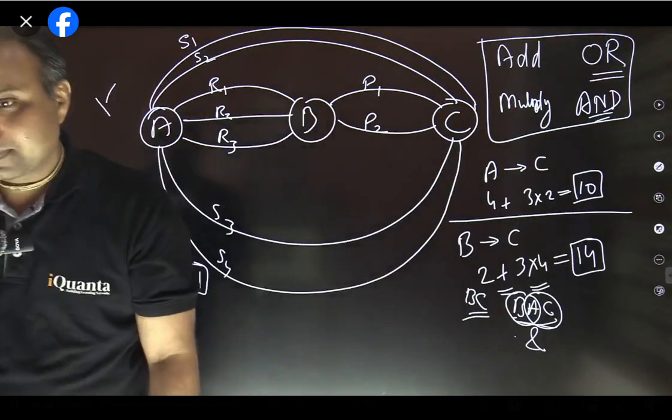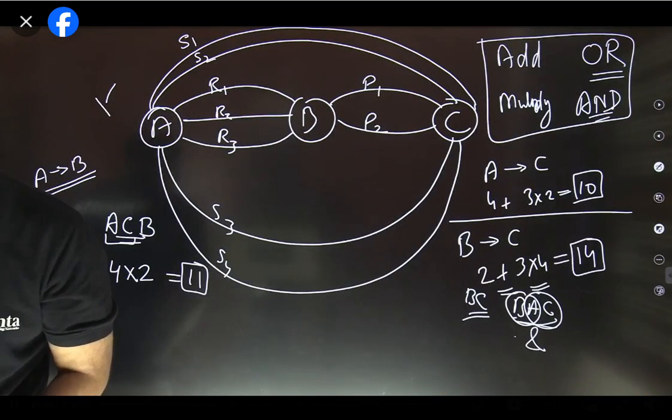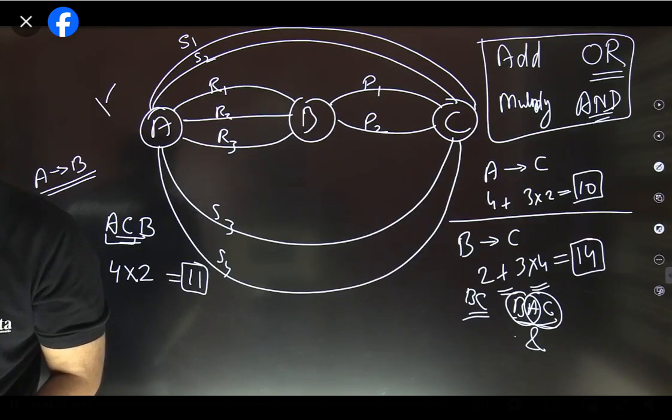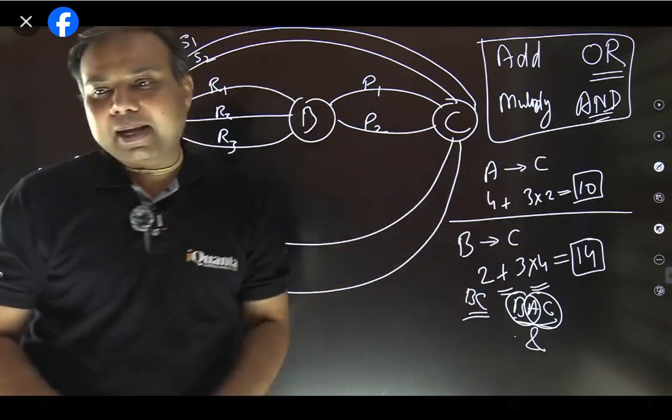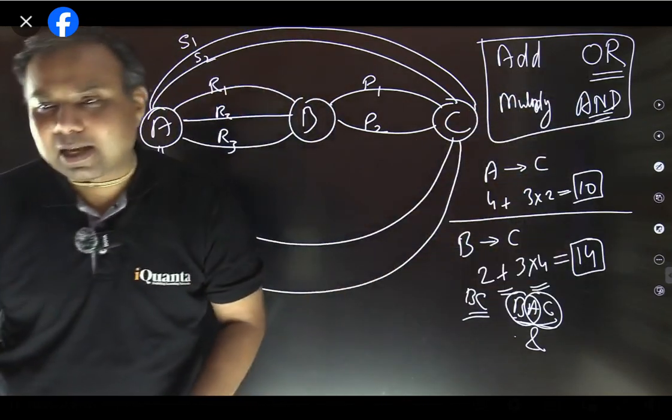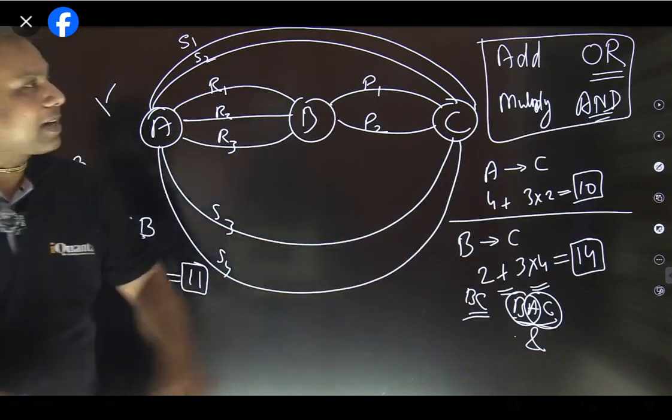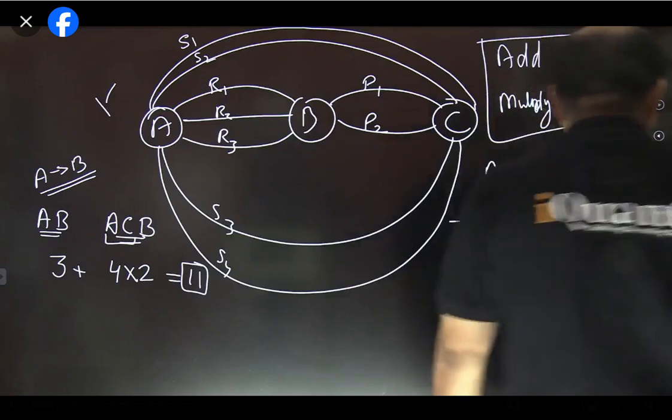Is it clear? Is it fine? So when both the tasks are to be done, in that case, we need to multiply. And if I need to do exactly one of the tasks, either this task or that task, in that case, we need to add. Okay, now let's move back to our original slide.